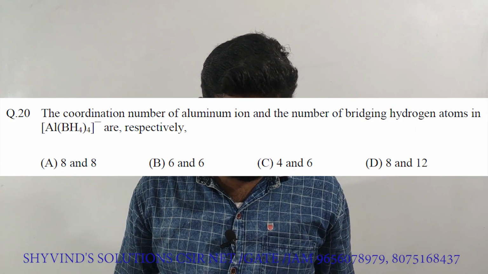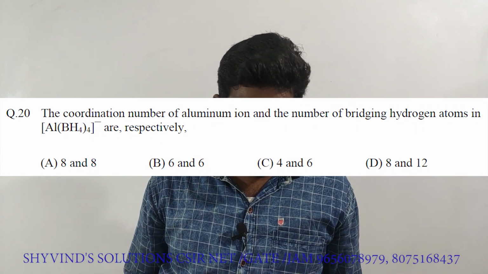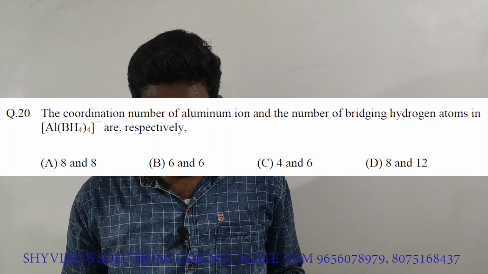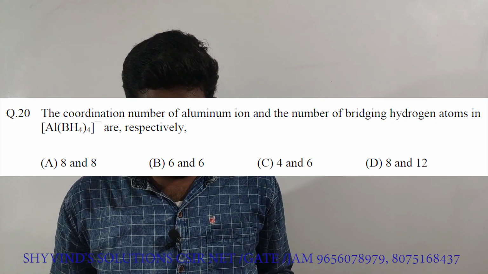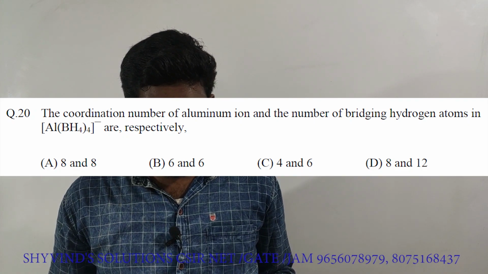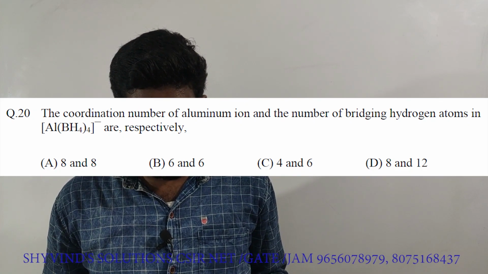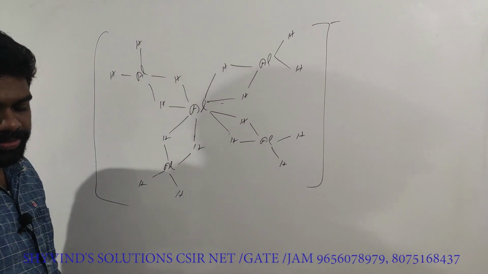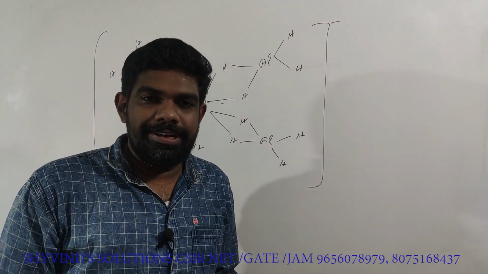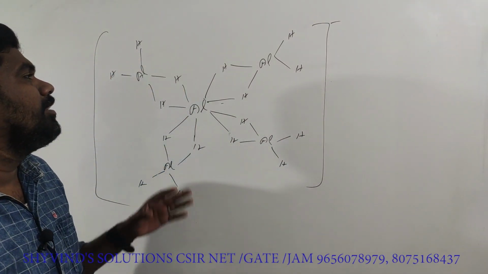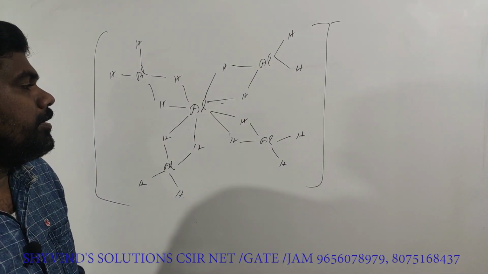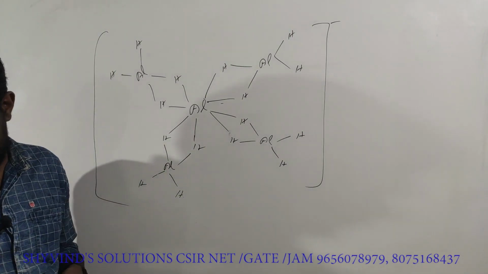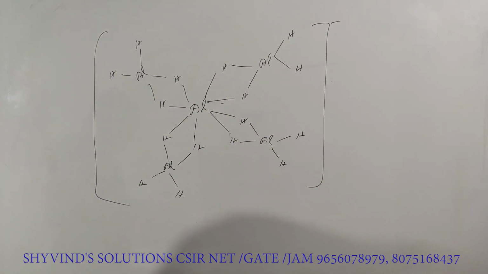Question number 20. The coordination number of aluminum ion and the number of bridging hydrogen atoms in Al(BH4)4 minus are respectively. Okay, this is the structure of the molecule. You can see it here. The question is about the coordination number of aluminum ion and the number of bridging hydrogens.